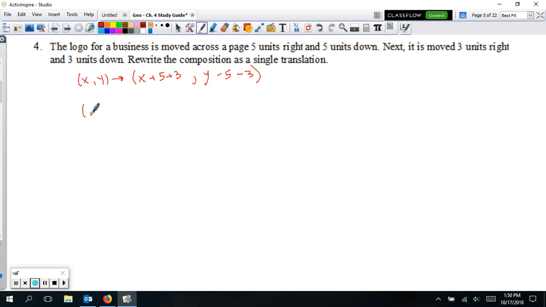So then our final answer, we'll just clean this up here. So that's going to just give us x plus 8, 5 plus 3 there, comma y minus 8 on that one. And that's our final answer there, just x plus 8, y minus 8. That's the single translation, writing that as a single translation.